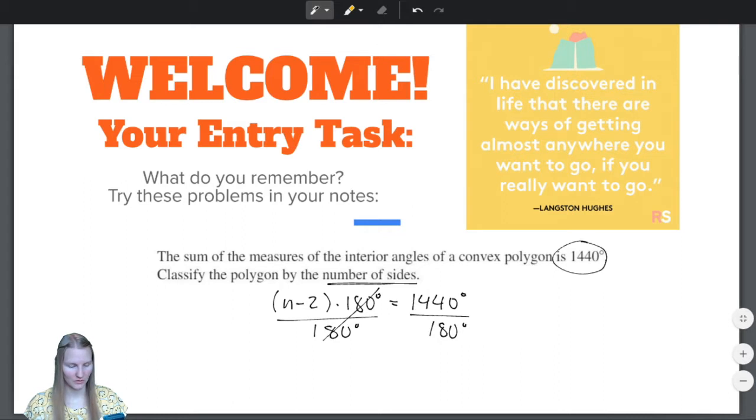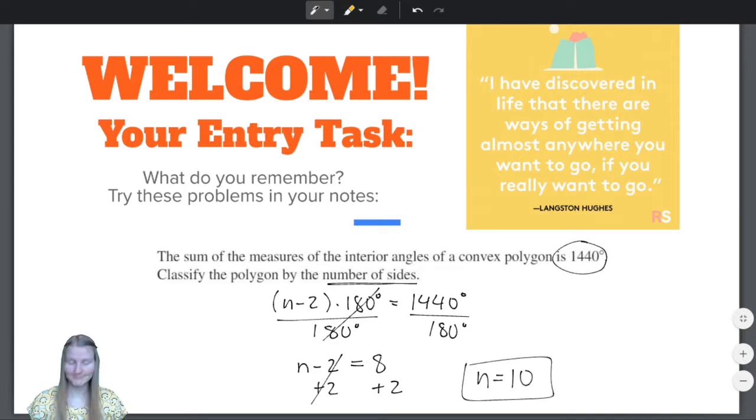And 1,440 divided by 180 is 8, so I get n minus 2 equals 8. Now, all I have to do is add 2 to both sides, and n equals 10, because 8 plus 2 is 10. There we go. So this shape is a 10-gon. This convex polygon is a 10-gon.